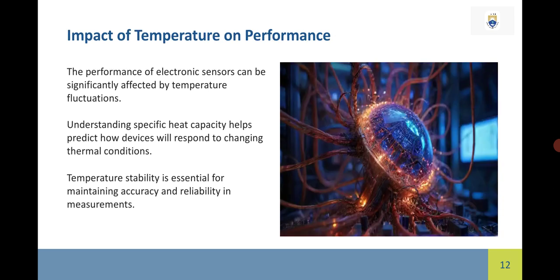Impact of temperature on performance. The performance of electronic sensors can be significantly affected by temperature fluctuations. Understanding specific heat capacity helps predict how devices will respond to changing thermal conditions. Temperature stability is essential for maintaining accuracy and reliability in measurements.